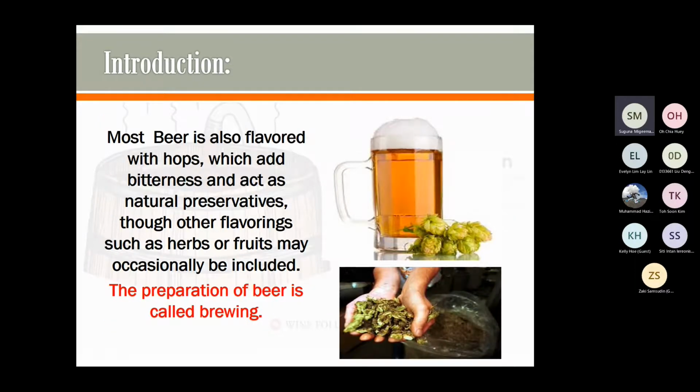Basically, beer is flavored with hops. Just now, the term hop came up in the introduction. The hop adds the bitterness and acts as a natural preservative of the beer. So it's 100% natural, and it is quite healthy as well. In some cases, they also flavor with herbs and fruits. And the preparation of beer is called the brewing process.